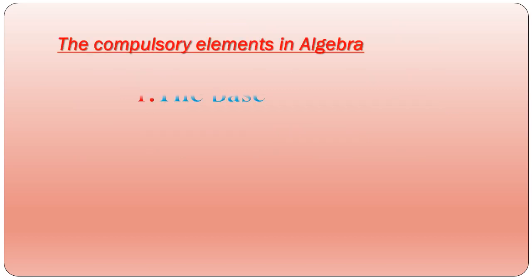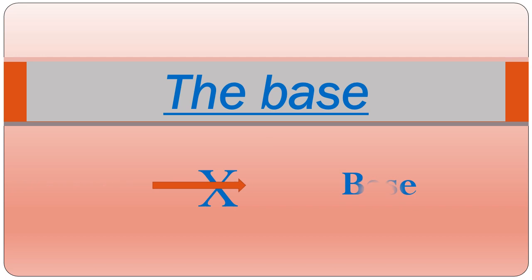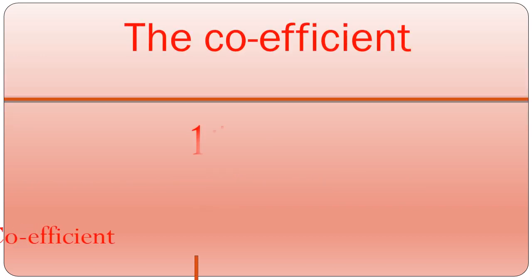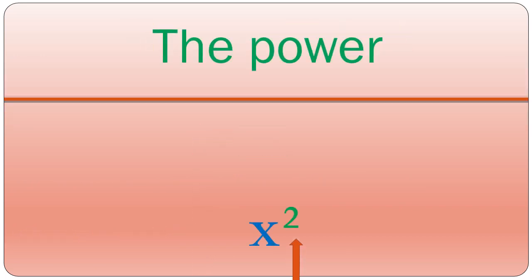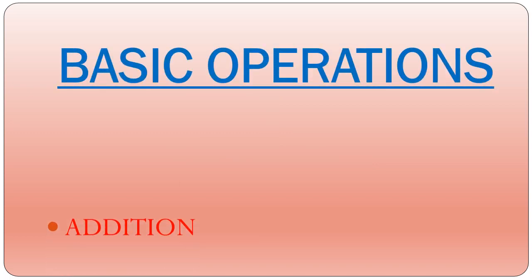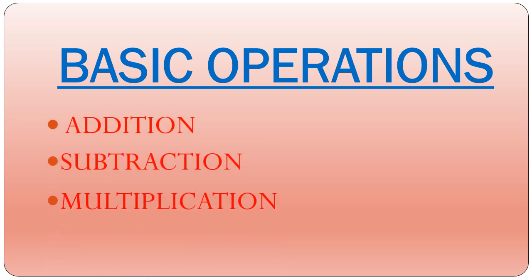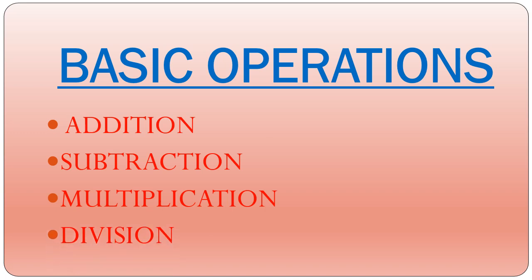Now we should understand that every algebraic expression has some basic elements, which are the base, the power, and the coefficient. This is the base. This is the coefficient. This is the power. So here we can see clearly all the three elements of an algebraic expression. After that, we are moving to manipulate the basic operations in algebra, like addition, subtraction, multiplication, and division.